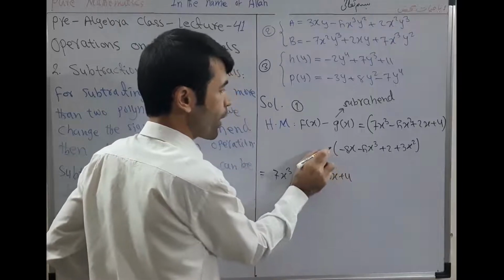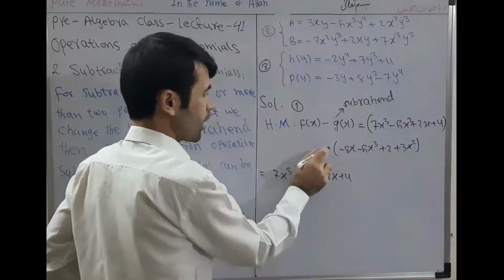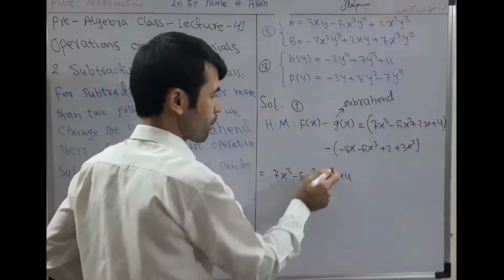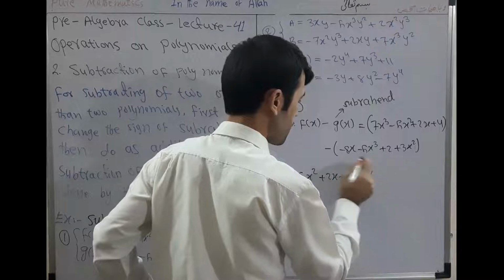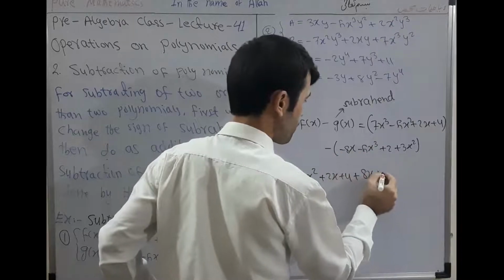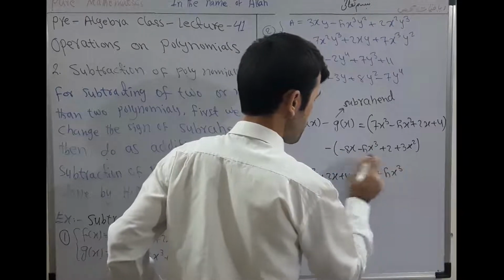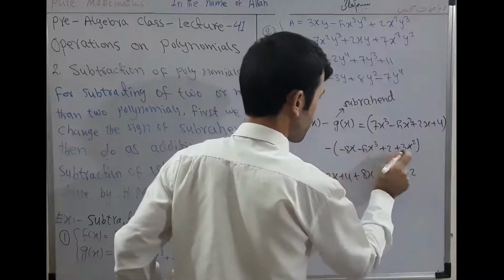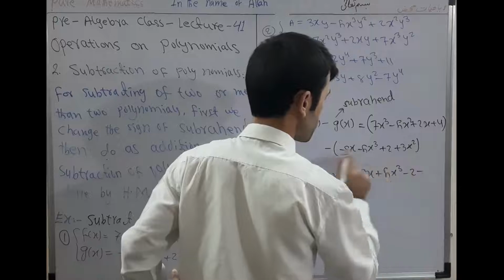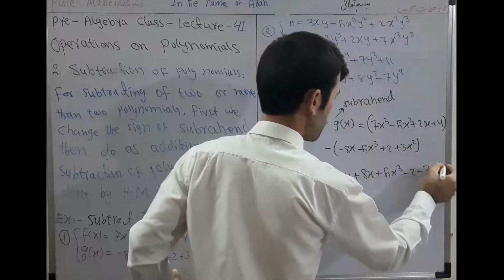We should multiply this sign inside the bracket: minus multiplied by minus, plus 8x; minus multiplied by minus, plus 5x cubed; minus multiplied by plus, minus 2; minus multiplied by plus, minus 3x squared.